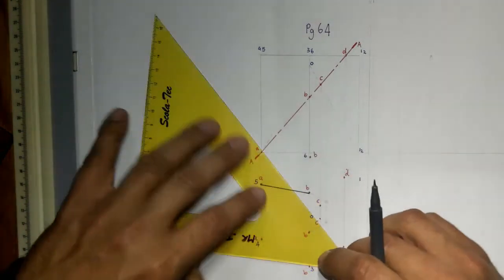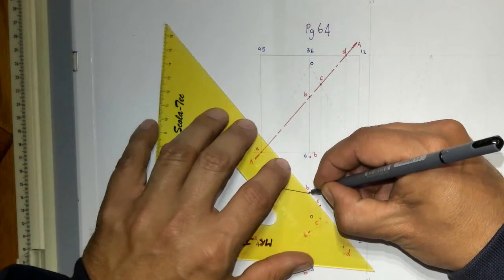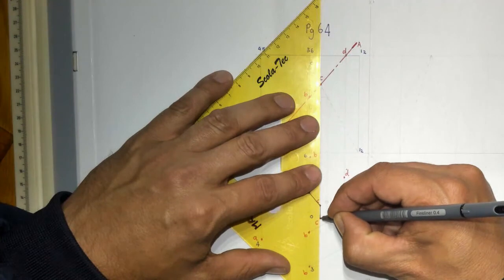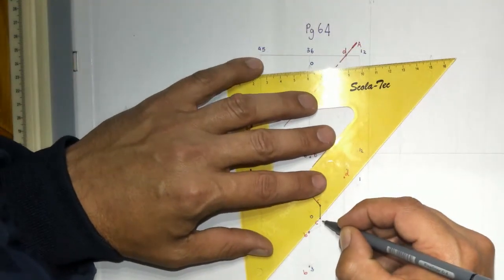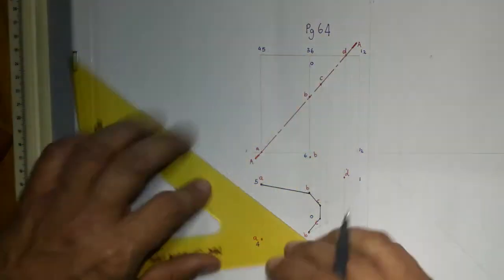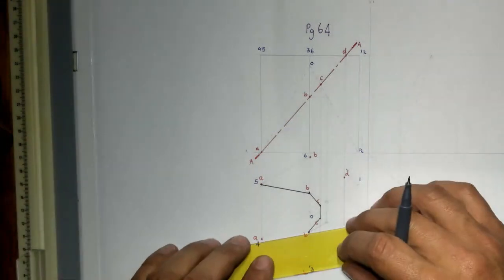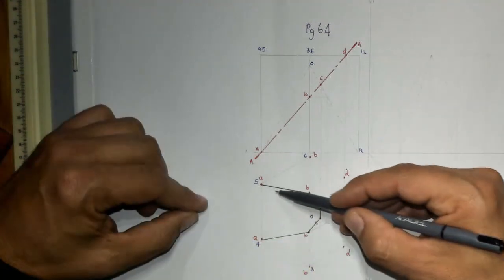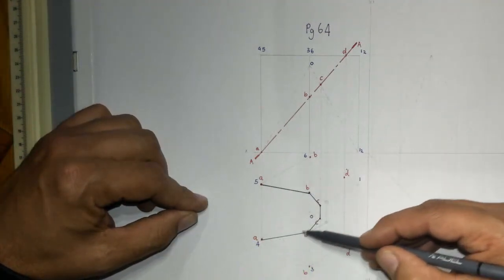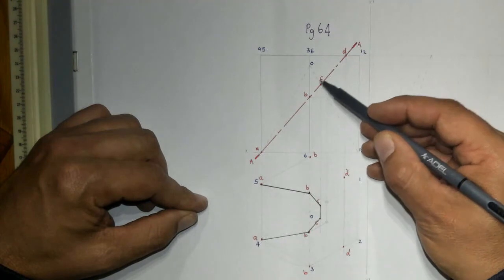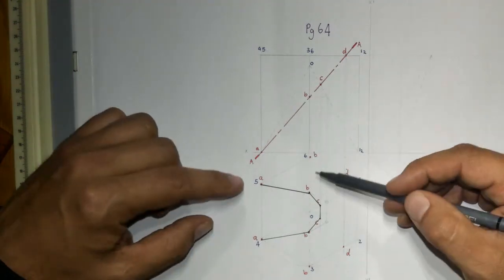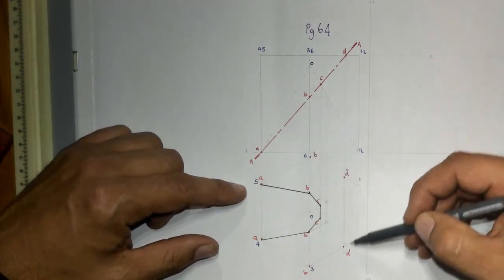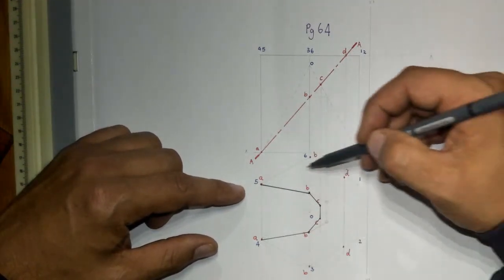So I'm going to join A to B, B to C, C to C, and then back to A. Okay, so there's the actual sort of cut shape that you would have got out of the pyramid part. For the prism, like I mentioned just now, it's actually just the hexagonal shape that you're going to have here on the outside.